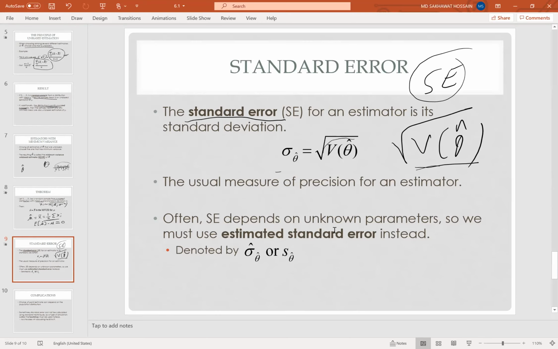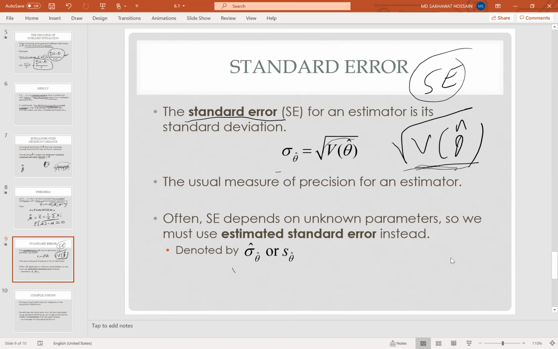Often the standard error depends on unknown parameters, so we must use the estimated standard error instead. When you calculate the standard deviation of your estimator, sometimes it includes the parameter itself. If it includes the parameter itself, that means you do not know the value, because we do not know the value of the parameter. In this case, you have to use the estimated standard error.